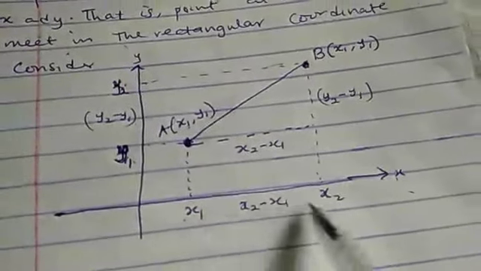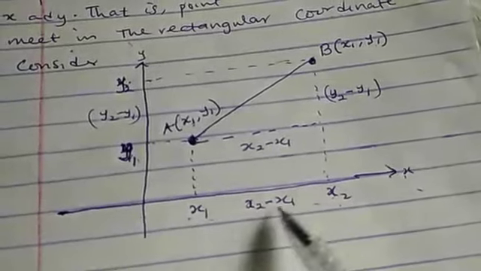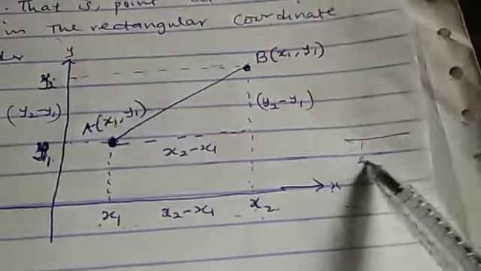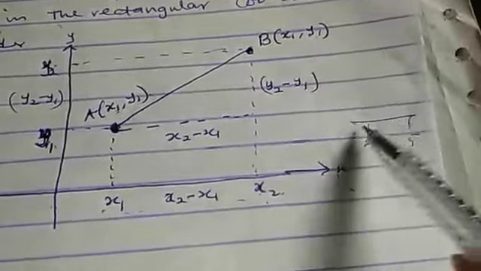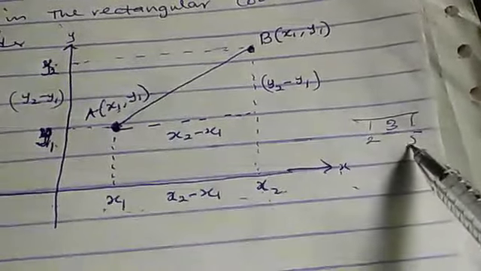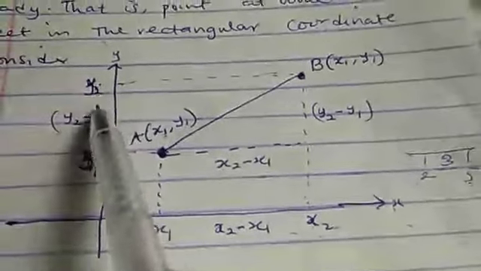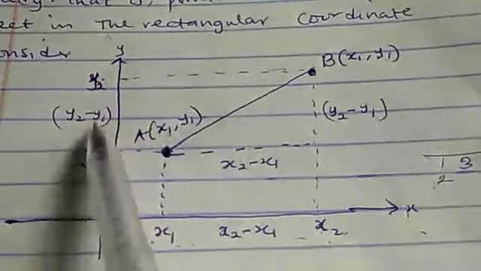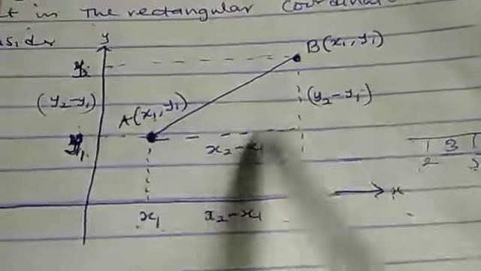We know that the distance between these two places is x2 minus x1. For instance, if you have something like this, let's say I have 2 here and I have 5 here, the distance between these places, we know that it is 3. How did we get that? We said 5 minus 2. Likewise, the distance between these places is y2 minus y1, which is this.